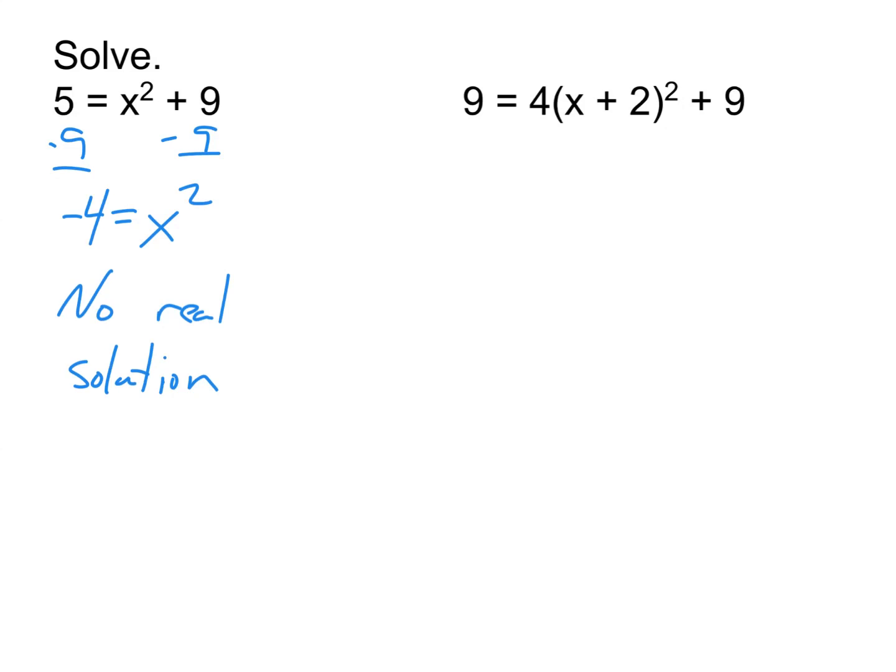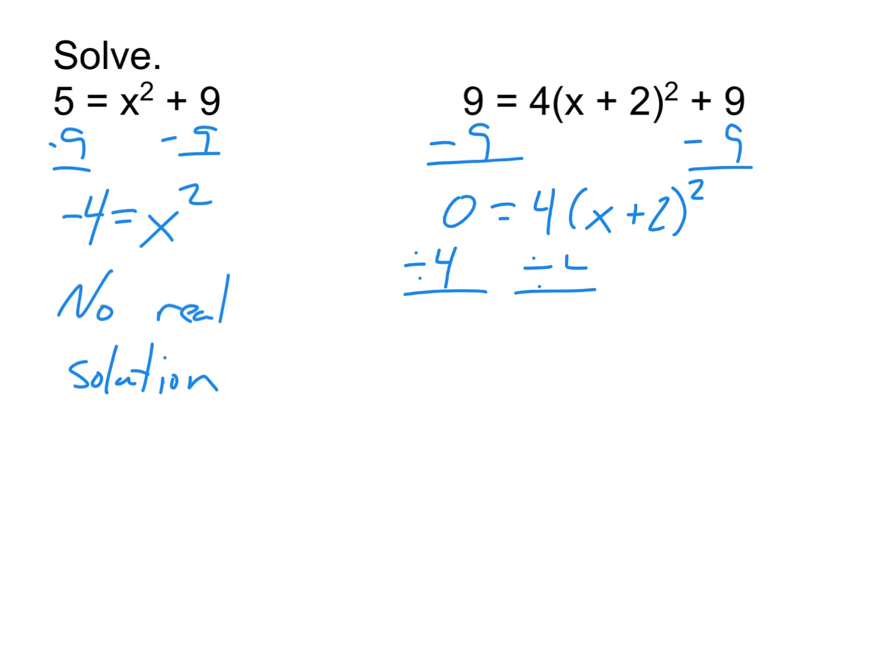So when doing the second one, again, we get rid of the addition and subtraction first. So in this case, subtract 9. So we get 0 equals 4 parentheses x plus 2 squared. And again, I divide both sides by 4. 0 divided by 4 is 0. So 0 equals x plus 2 squared. And then we look at taking the square root of both sides.